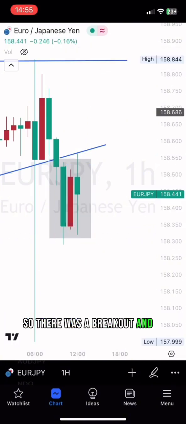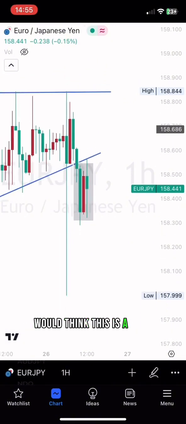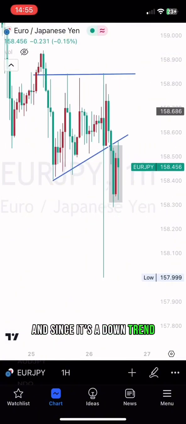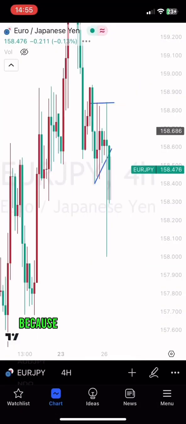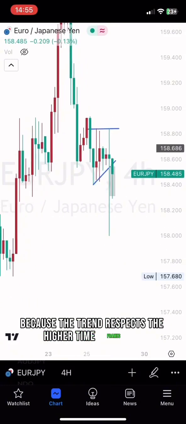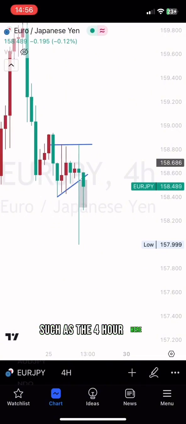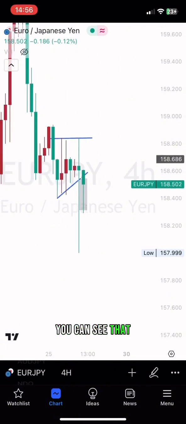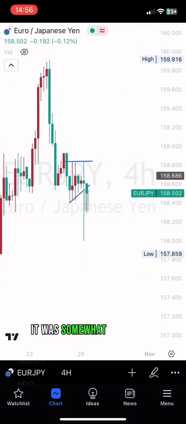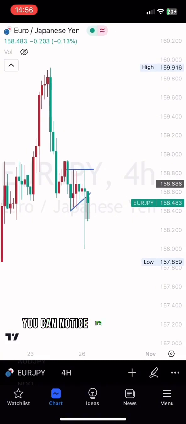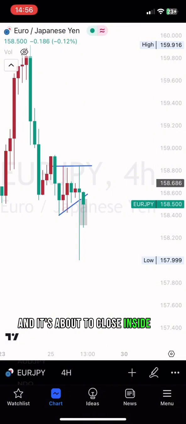So there was a breakout and a retest, right? Most of you would think this is a sell opportunity, and since it's a downtrend, it's a sell opportunity. You'll be correct, but you'll be wrong at the same time, because the trend respects the higher time frames. When you go to the higher time frame, such as the 4 hour here, you can see that it did not necessarily break the trend line. It was somewhat a fake out. It hasn't finished forming and it's about to close inside the trend.